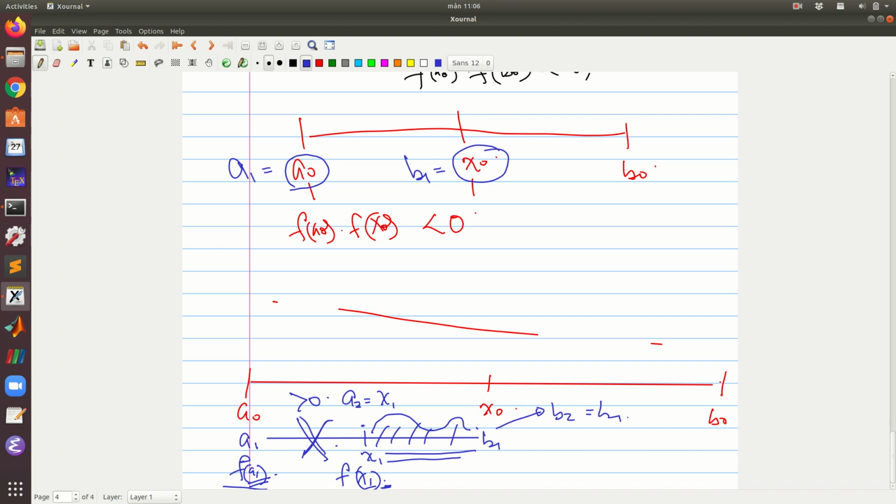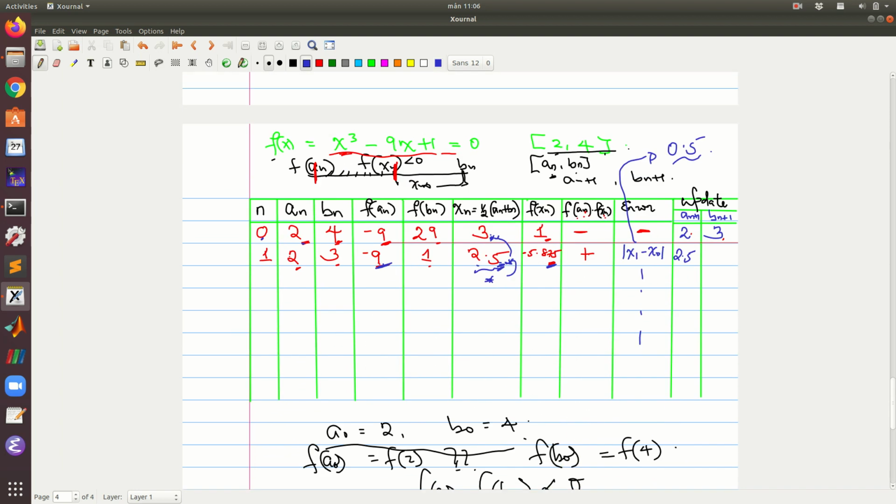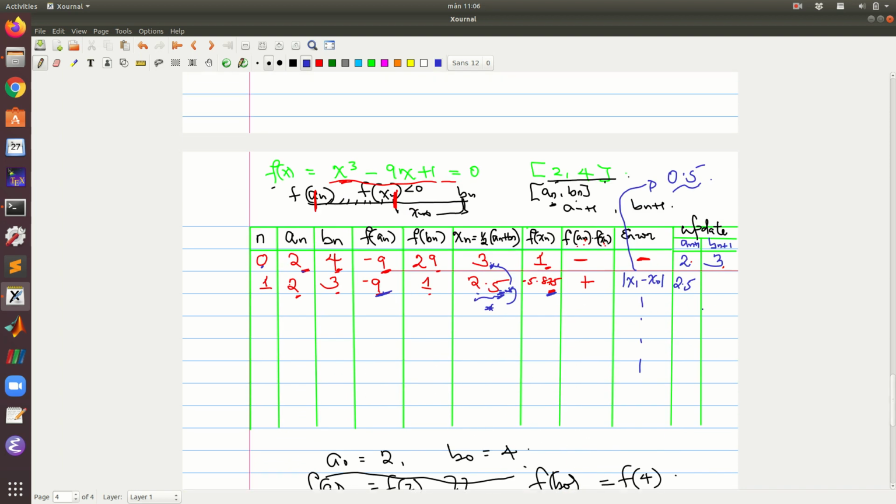So we are saying that a2 is going to be equal to x1, and then b2 is going to be equal to b1. So b2 here is going to be equal to the value we had for b1. It does not change, this one here, which is 3. So we go on and write the next one.